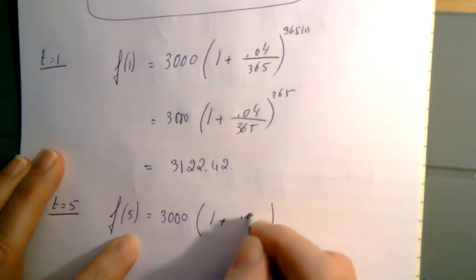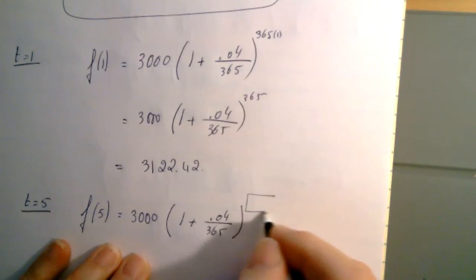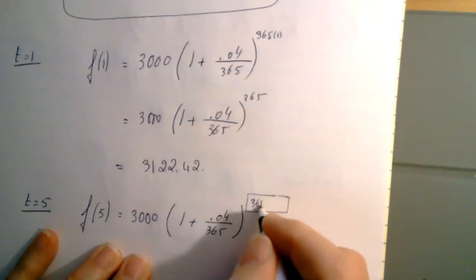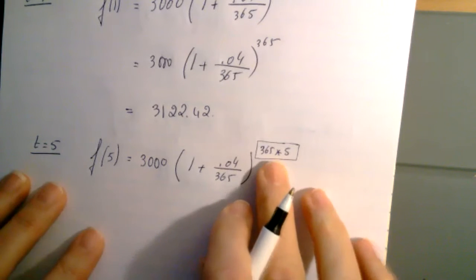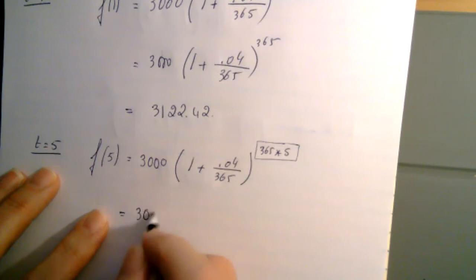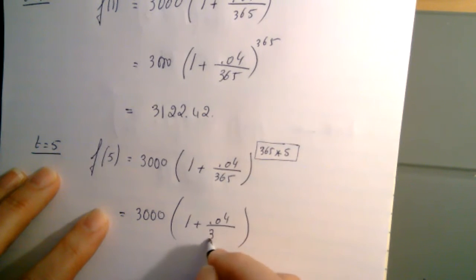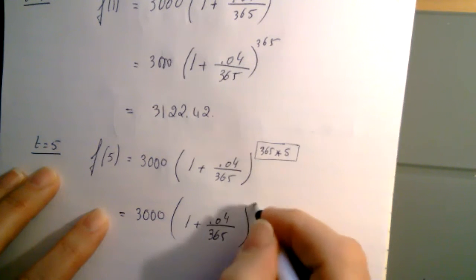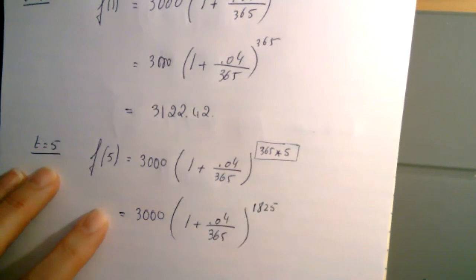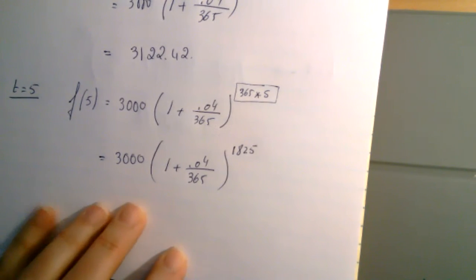1 plus 0.04 over 365, and now what should go here? 365 times 5. Be careful, first compute the power, otherwise you're going to mess up a little bit. Times the whole thing, now to the power 365 times 5, which is going to give me 1825. Okay, now you do it and I'll do it, and see what we get. It's just plugging in.